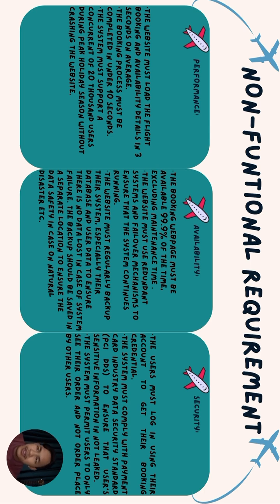And the system must support a concurrency of 20,000 users during the peak holiday season without crashing the website, because during the peak holiday season, many more users need to book their flights for their holidays. Moving on, availability. The booking web page must be available all of the time, except during maintenance. The website must use a redundant system and failover mechanism to ensure that the system continues running. The website must regularly back up its system, especially its database and user data, to ensure there is no data loss in case of system failure.